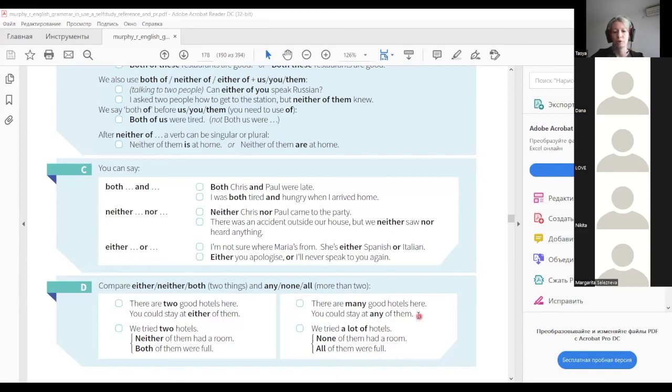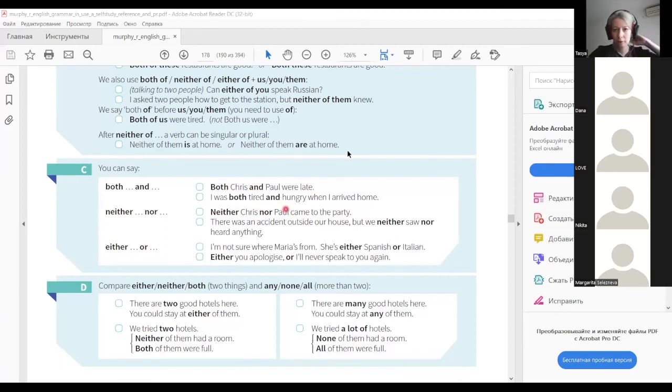В любом из них вы можете остаться. Здесь we tried two hotels, neither of them. Здесь we tried a lot of hotels, none of them. Либо all of them. Обратите внимание, что вы можете поставить neither, nor, either, or перед отдельным словом, как saw или heard, либо перед целой фразой типа you apologize, I'll never speak to you. Вы сами выбираете, перед каким куском стоит разница. Например, здесь вы разделяете I was tired и ставите both.